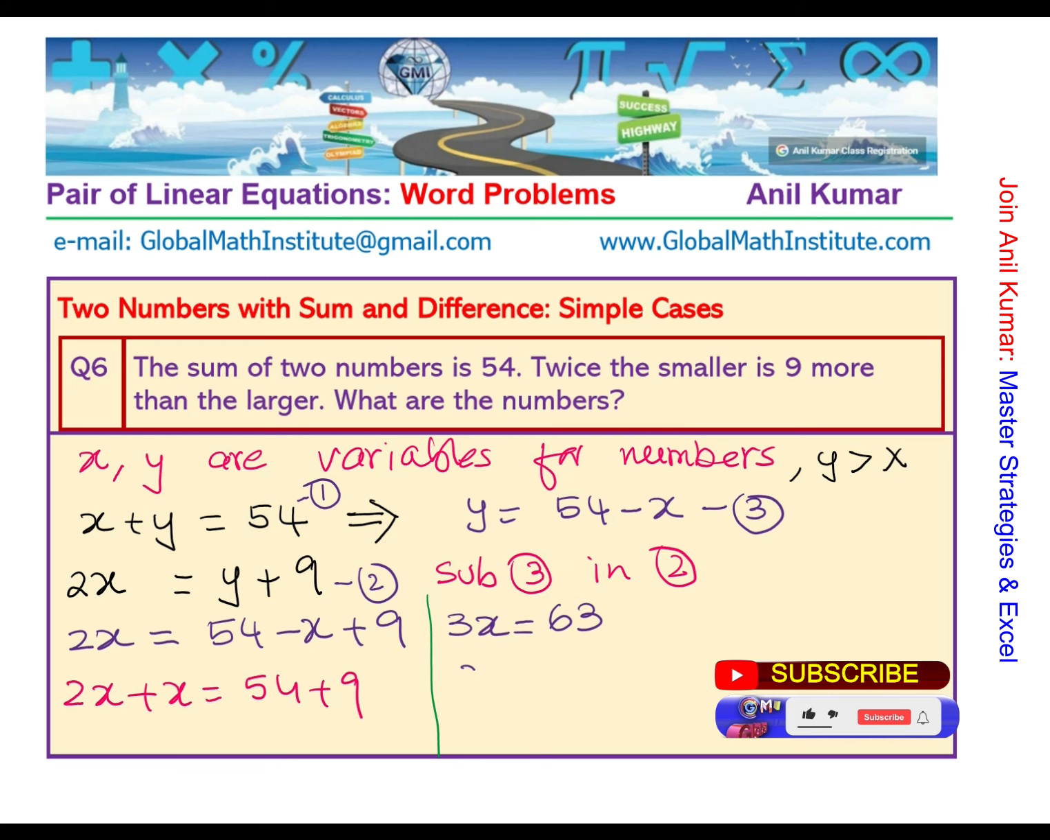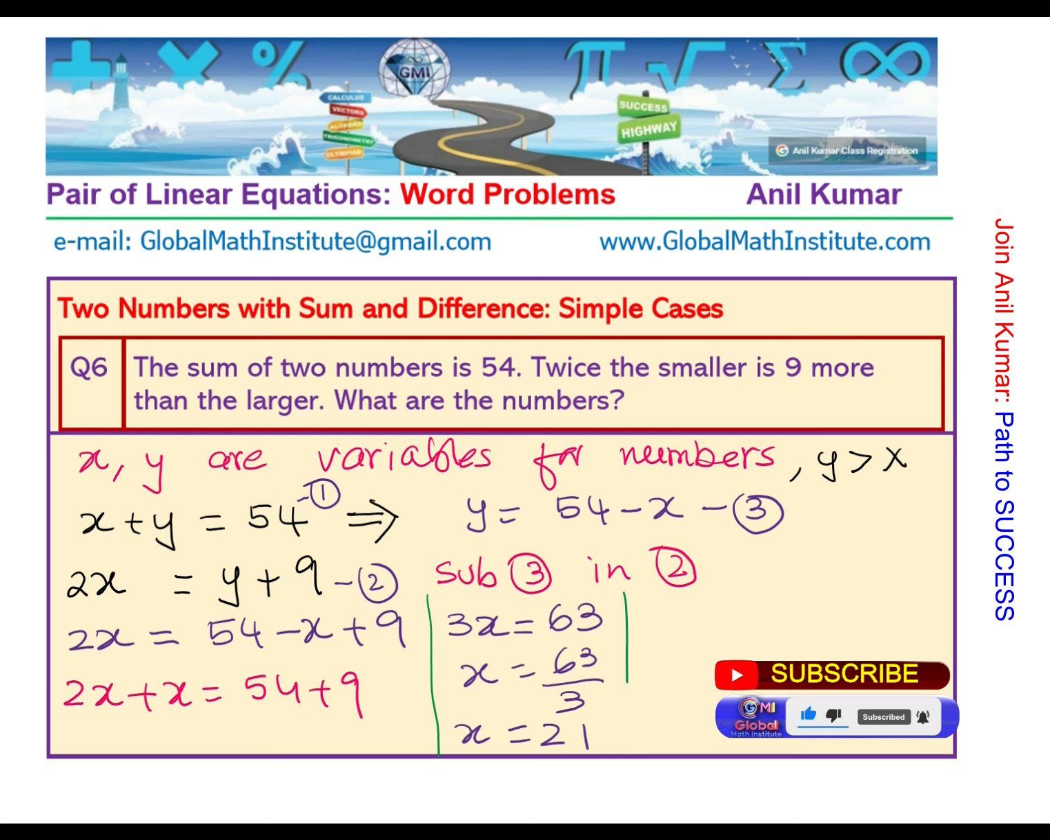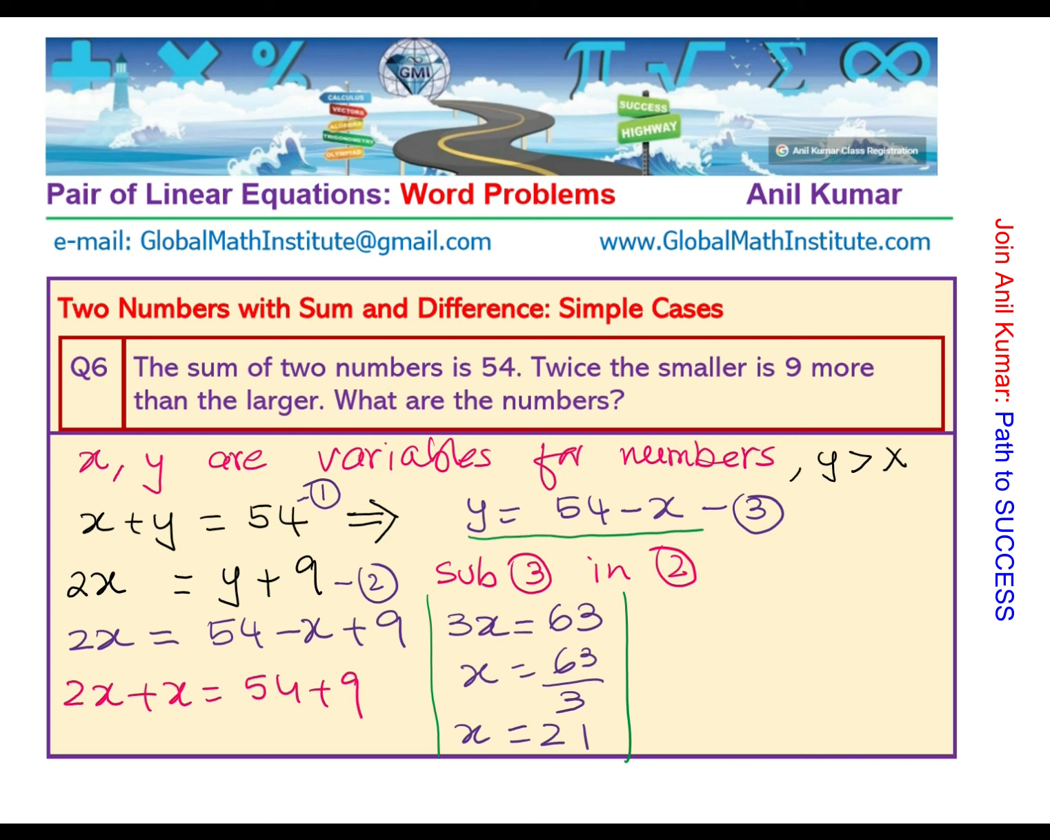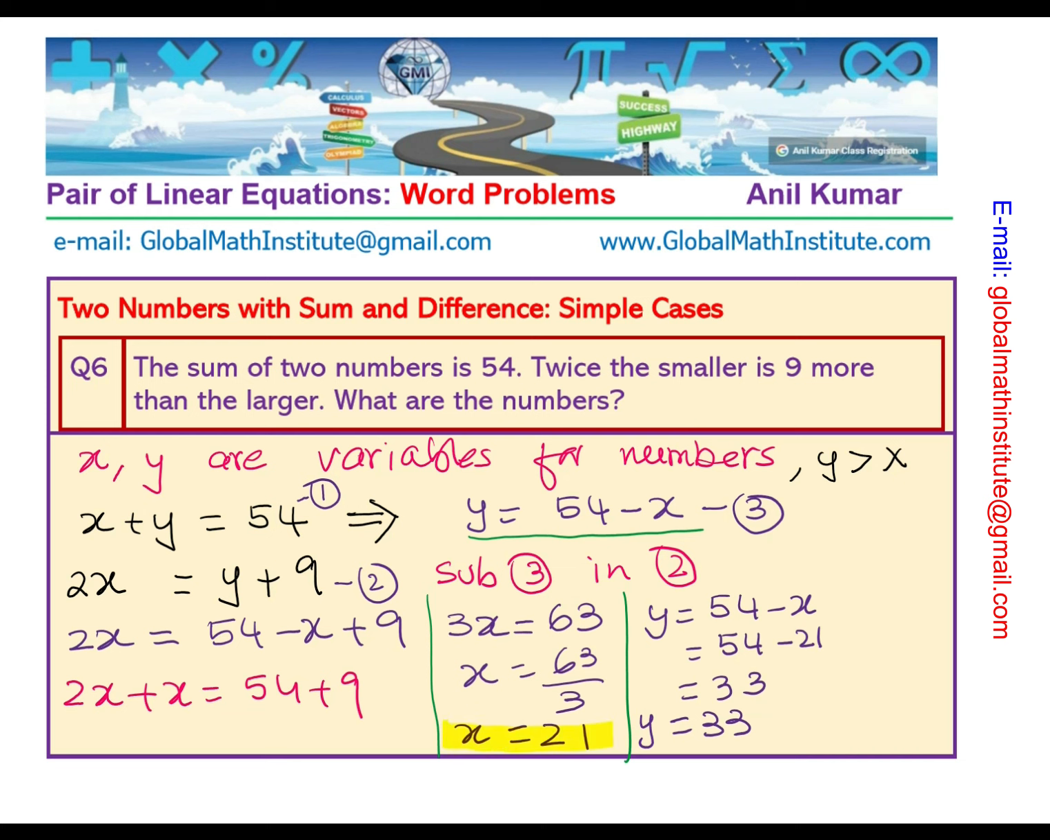Okay? So x will be 63 by 3. So x is equal to 21. So we got the value of x. Now we can find what y is, since we know y is 54 minus x. So we get the value of y as 54 minus x, which is 54 minus 21. So y is 33. So we get our answer. x is 21 and y is 33. Make sense?